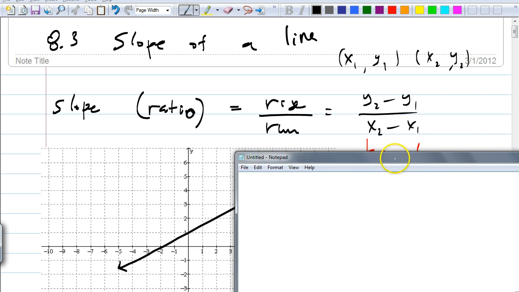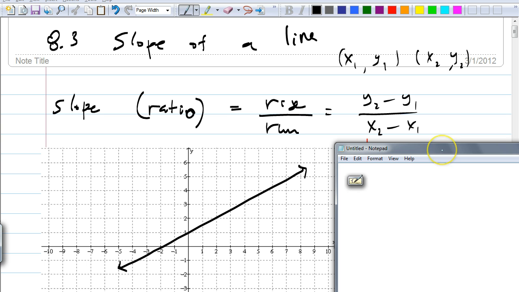All right, then take a look at this line. Okay, so we got a line here. If they give it to you as a graph, it's really easy to see the slope. You don't even have to use this formula. You can just look at the line and figure out the slope.